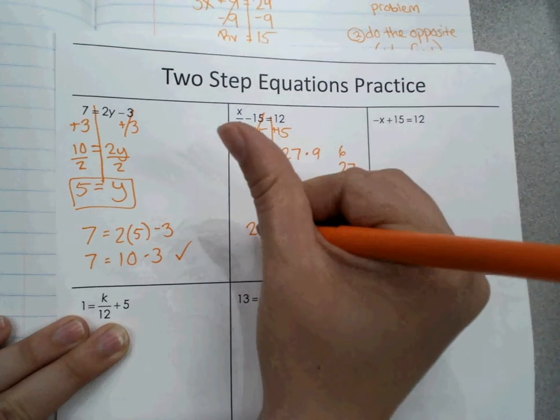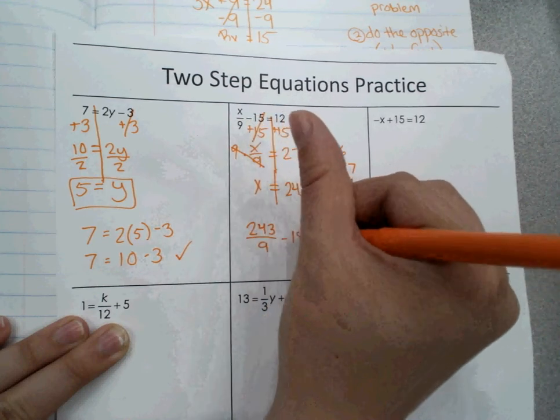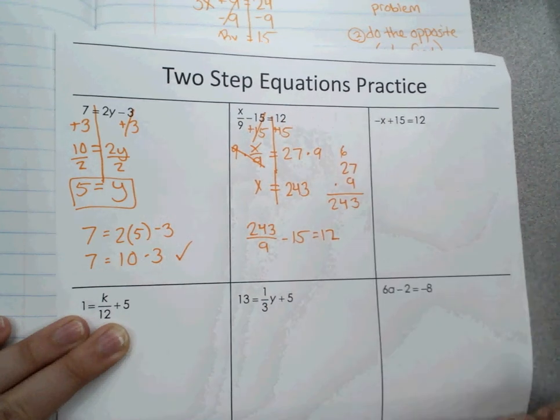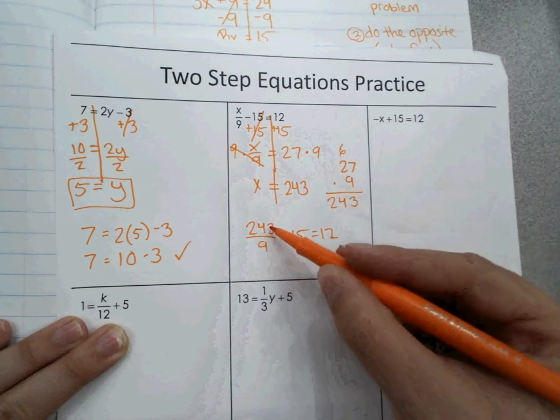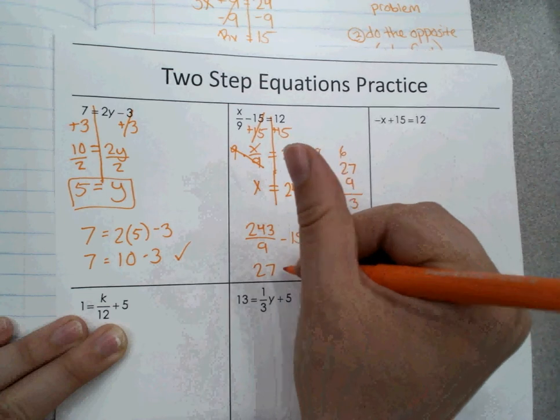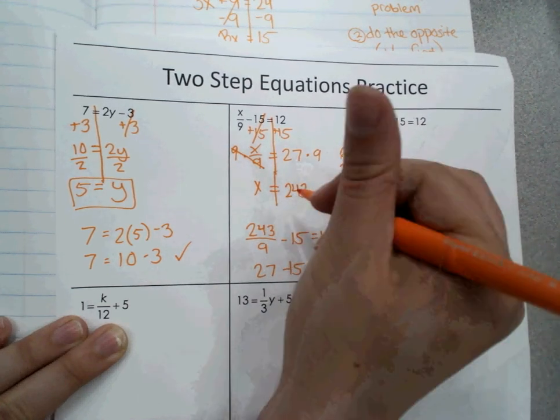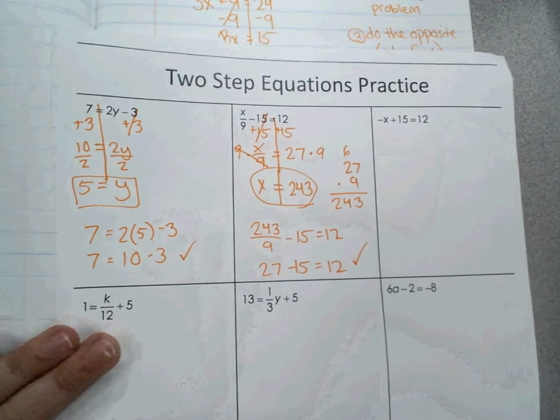So we plug that in. 243 divided by 9 minus 15 should equal 12. Well, from our multiplication, we know 243 divided by 9 is going to equal 27. 27 minus 15 does equal 12, so we got the right answer. x equals 243.